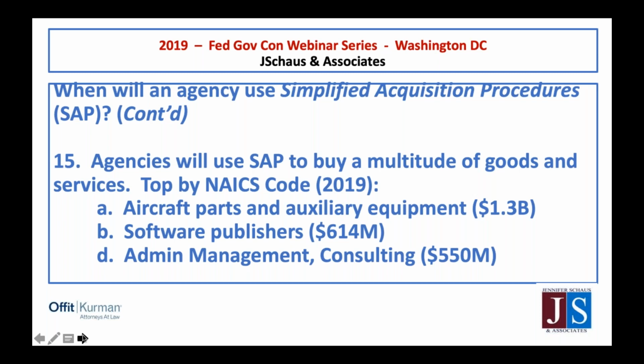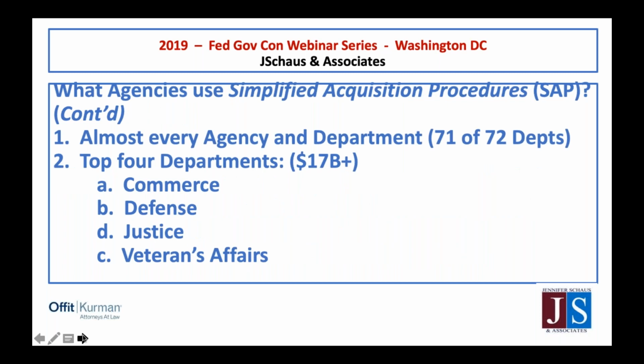Okay, Mallory, if you can advance the slide. All right, so which agencies use these procedures? Pretty much all of them. You see here 71 departments. Here are the top 4 that I've identified, and this is now 17 billion just spent using simplified acquisition procedures in 2019. So you have Commerce, Defense, Justice, and Veterans Affairs that spend the most using these particular procedures.